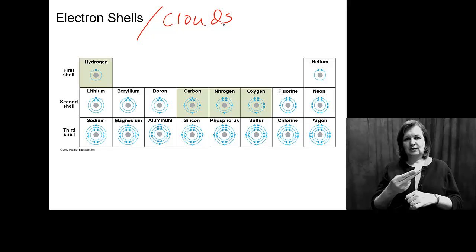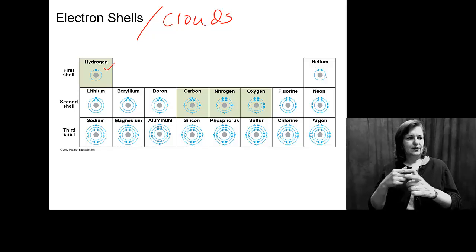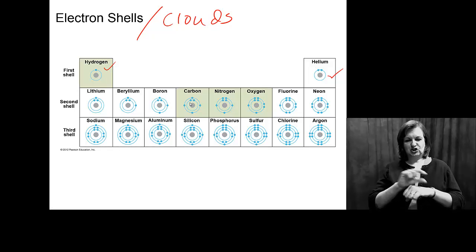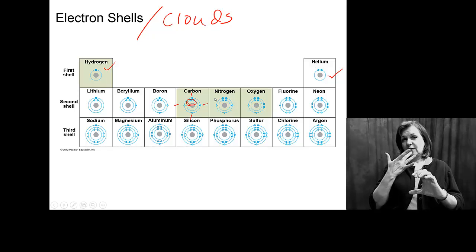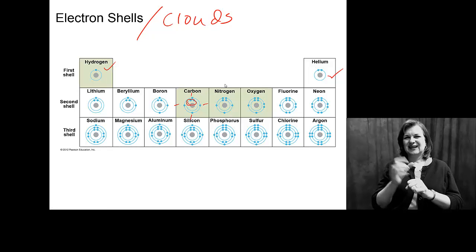So our first shell, hydrogen, we've seen that before. 1 single electron. Helium we saw before, 2 electrons. So here's carbon. We've looked at carbon before. We said 2 electrons in the inner shell, and then 1, 2, 3, 4 in this outer shell. Well, it would really like to have 8, right? So how could we get carbon to have 8 electrons in the outer shell?